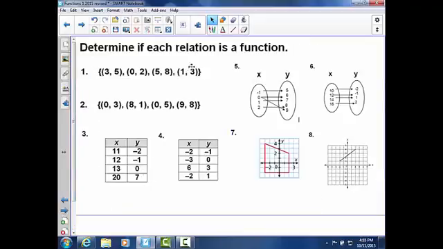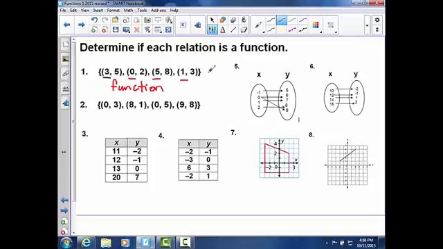Okay, so we're looking here at our setup, and we have a set of ordered pairs. We know that the x value is the first value. Did any of them repeat? Nope, 3, 0, 5, and 1, all unique numbers. So this is a function. Okay, the next one, we have 0, 8, 0, and 9. Did any of our x values repeat? Yeah, we've got that 0 in there twice, right? So this would be not a function.